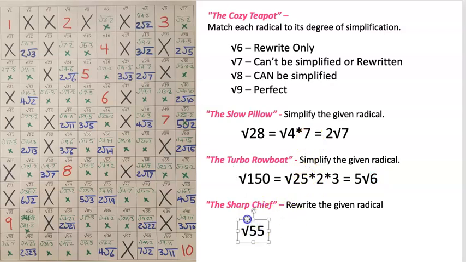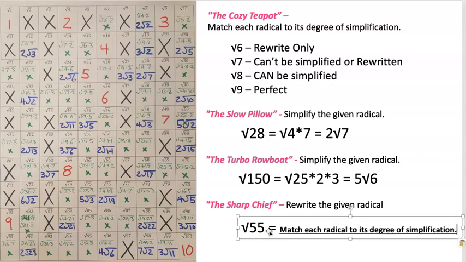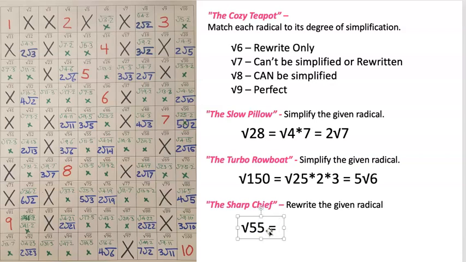Okay, and then the last one, the Sharp Chief, all you have to do is rewrite. So I think these are the rewrite onlys. Yeah, so they're all of these type of flavors. And I think I have it where you can do either or. Either number goes first. What the heck was that? That's not what I wanted at all. I wanted the radical sign. There we go. What do we have here? The square root of 55 would be the same thing as a square root of 5 times 11, or vice versa. You could have it be the square root of 11 times 5.